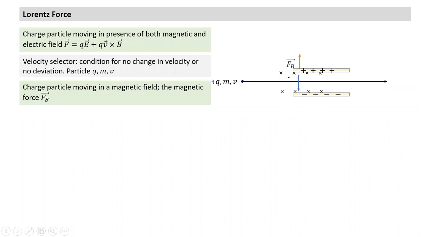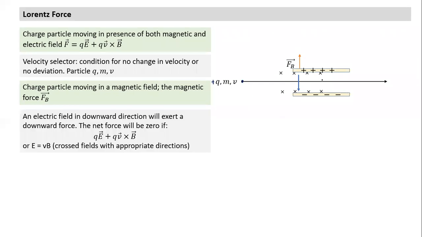Now, what happens if we bring two charged plates, like a capacitor, and make the particle move through them? Now the magnetic field is present and the electric field is also present. Plates like this will exert an electric field in the downward direction, which will exert a downward force if the charge is positive. Since these two forces are opposite, in a particular case they may become zero. When will the net force become zero? In that case the magnitudes must be equal, when E is equal to VB.